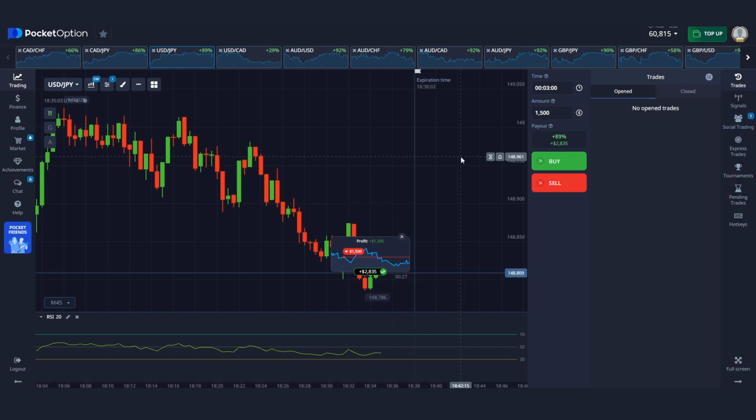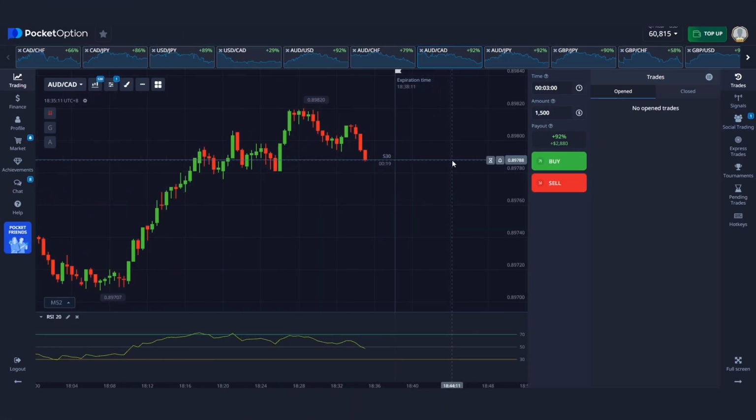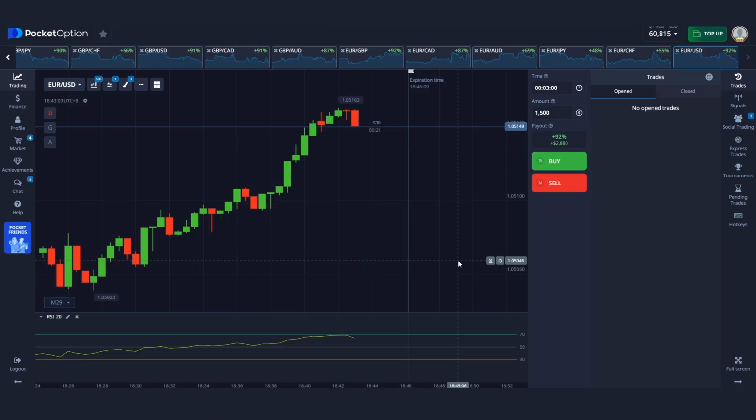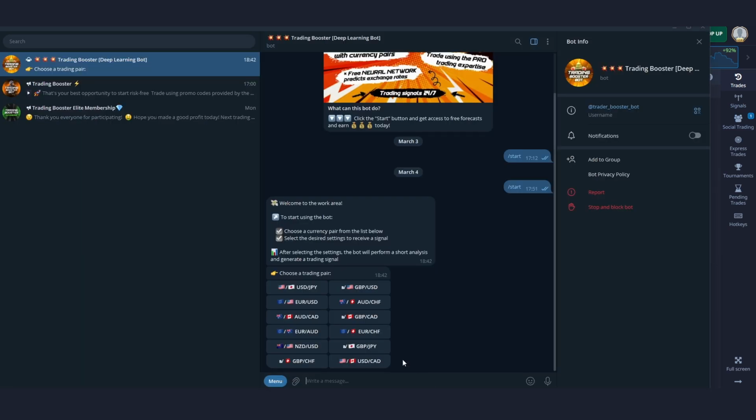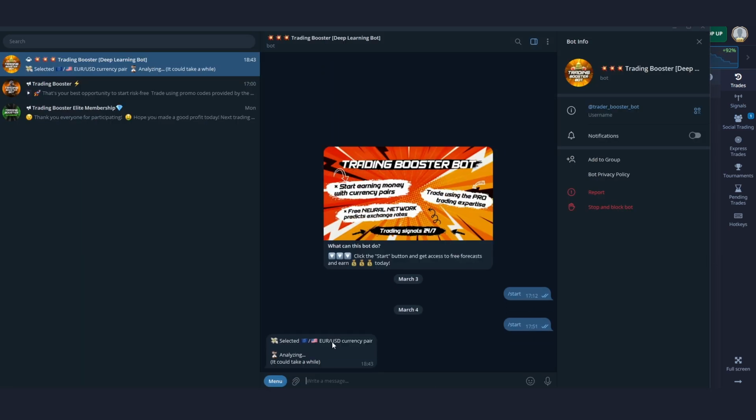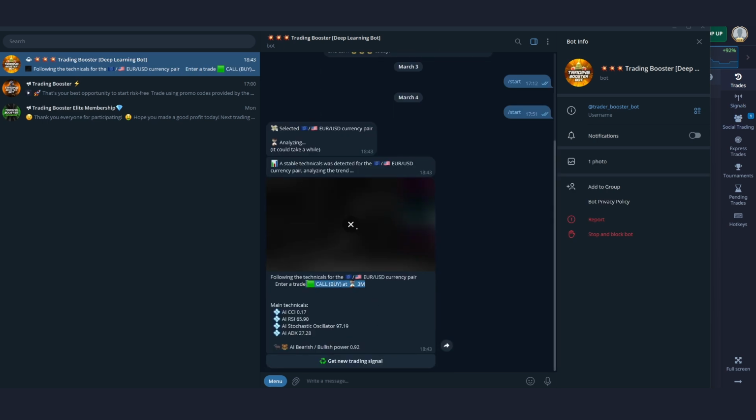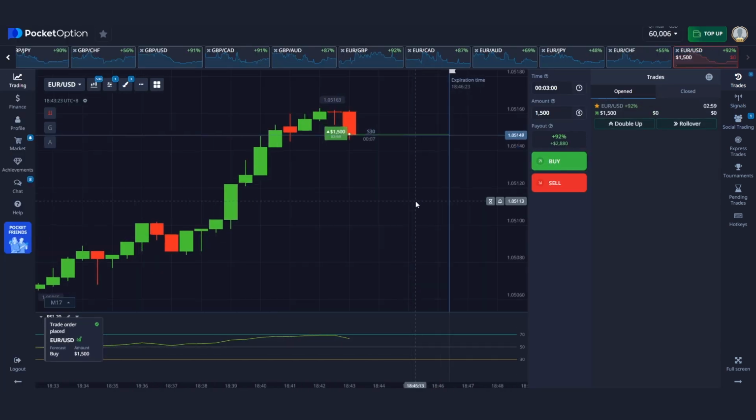Let's look at another example. Here, for example, as I mentioned, the Australian Canadian dollar. We skip it as the movement is stagnant, which doesn't suit us. I choose the next currency pair, Euro dollar, switch to the booster bot, select the same currency pair and the time for the trade. I receive a buy signal, great, and I open a buy trade right from here.